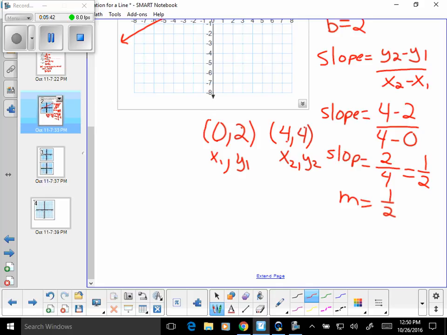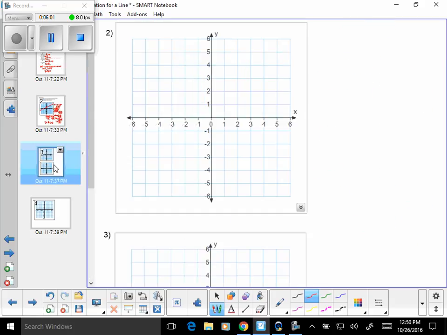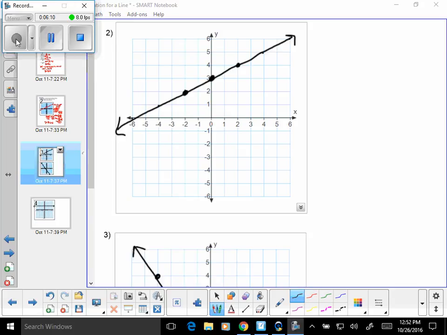Therefore, my equation is going to be this 1/2 is my coefficient of x. And my intercept is up here. And it's a positive, so it's going to be plus 2. Okay? You can try the next ones. I'm going to draw the lines in, so I'm going to hit pause, and then you can do them too. Okay, I drew the lines in, so now re-hit pause, and then I'll work through them too.